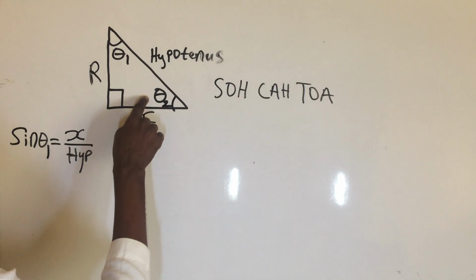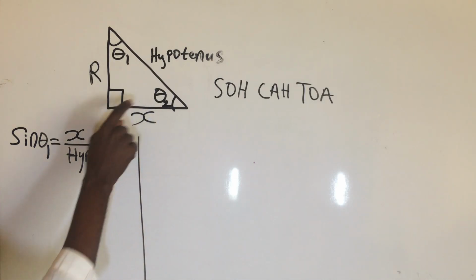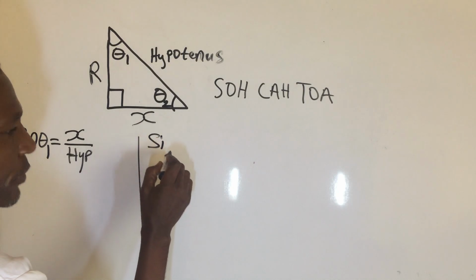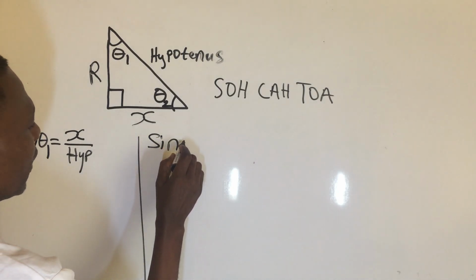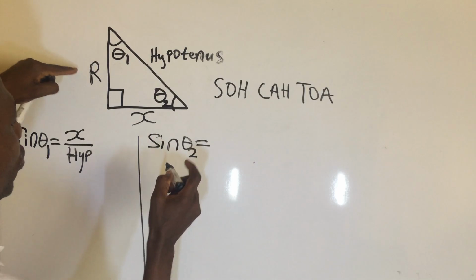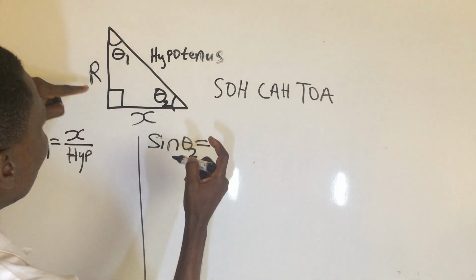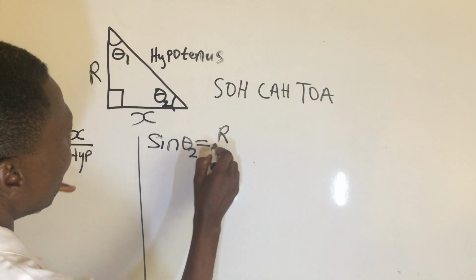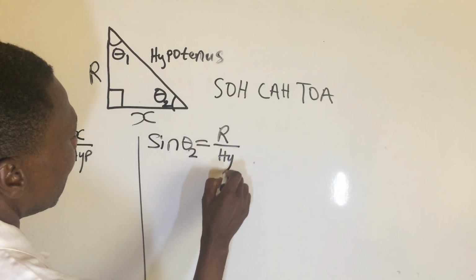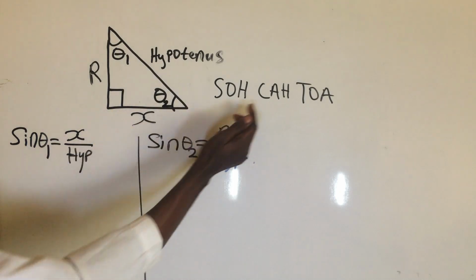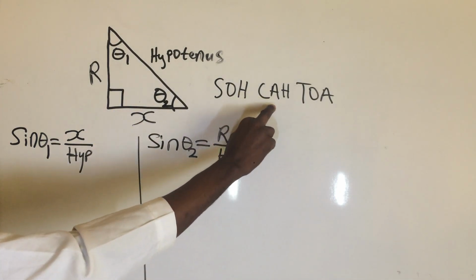Then if I am referring to theta 2 as my angle, sine theta 2 equals opposite all over hypotenuse. Here will become opposite to this angle theta 2, which I name R, all over hypotenuse. Now, let us move to the cosine.